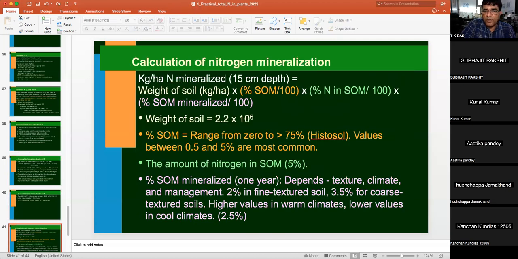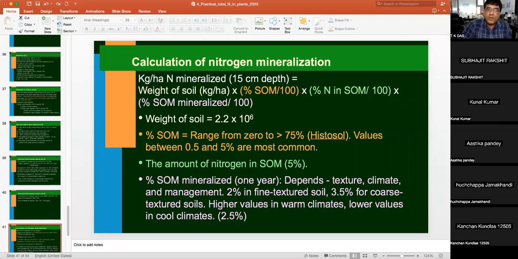Now, here is a question for you: calculation of nitrogen mineralization. If anybody misses anything here, I suggest you take help from the Tisdale book, Soil Fertility and Fertilizers. You already have that book. You can find 2-3 pages devoted to this aspect. I have learned from there. So if anything is not clear, I am trying to make everything clear to you, but still, if you have any doubt left, you can see those pages.